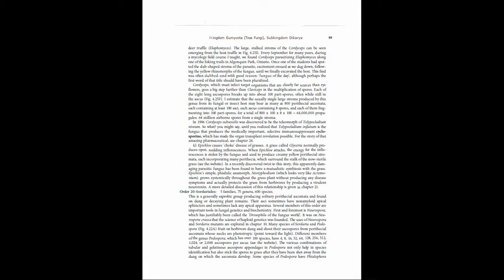C. Epichloe causes choke disease of grasses. A grass called Glyceria normally produces open, nodding inflorescences. When Epichloe attacks, the energy for the inflorescences is stolen by the fungus and used to produce creamy yellow perithecial stromata, each incorporating many perithecia, which surround the stalk of the now sterile grass. See the website. In a recently discovered twist to this story, this apparently damaging parasitic fungus has been found to have a mutualistic symbiosis with the grass.